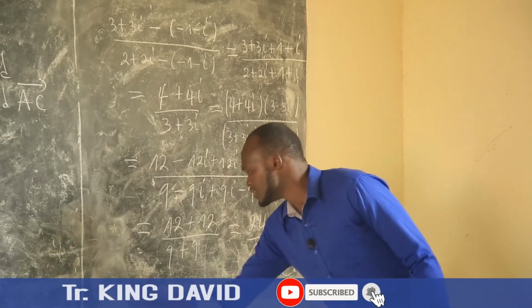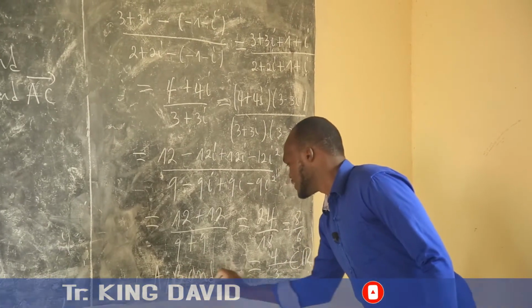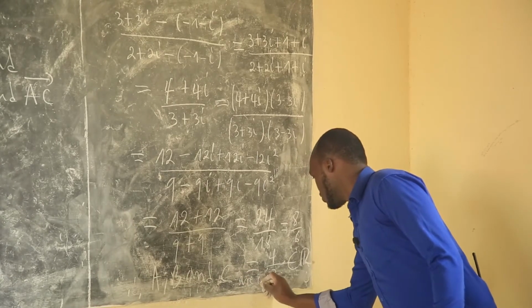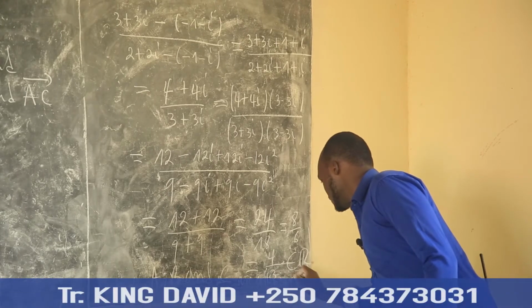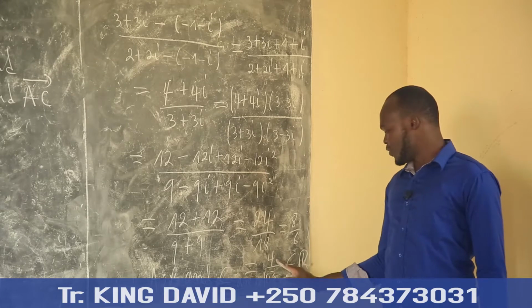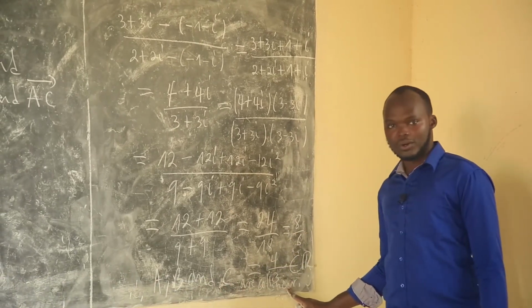Therefore, A, B, and C are collinear. So that is the answer. Since we get a real number, which is 4 over 3, it means that A, B, and C are collinear.